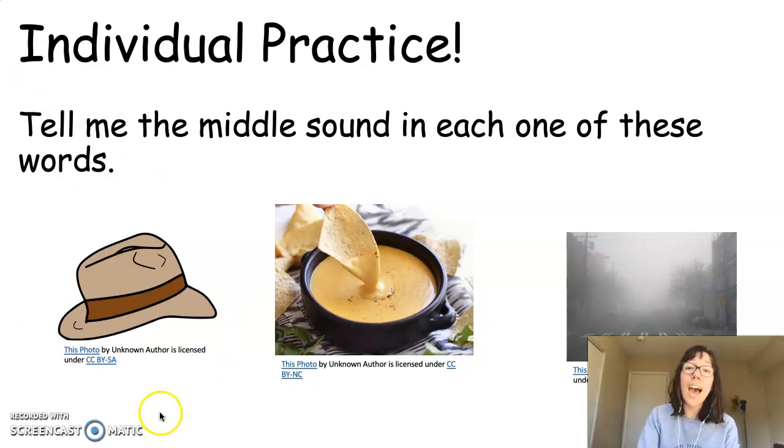First, we have a hat. Hat. Then we have dip. Dip. And finally, we have fog. Fog. I'll say them one more time. Hat, dip, fog. Awesome job, friends. If you can figure out the middle sound in each one of those words, then you will be on your way to being an awesome, awesome reader.